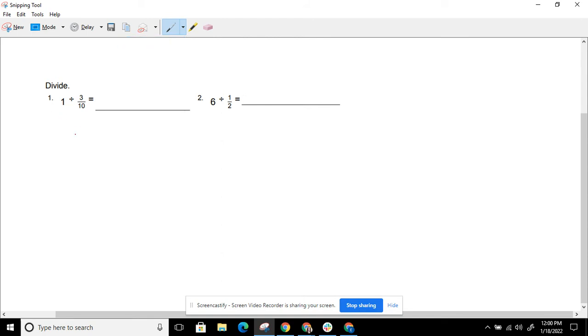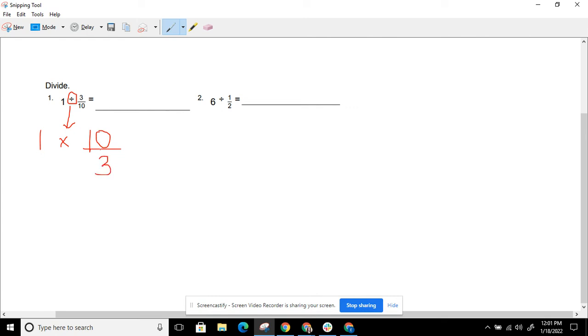So we've got 1 divided by 3/10. Your first number is going to stay the same, 1. Your division symbol is going to change to the inversion, which is multiplication, which just means opposite. And 3/10, which is a fraction, we're going to flip it. So you always flip your second number. In this case, it's a fraction, so we don't have to change it other than flipping it. So 10/3.